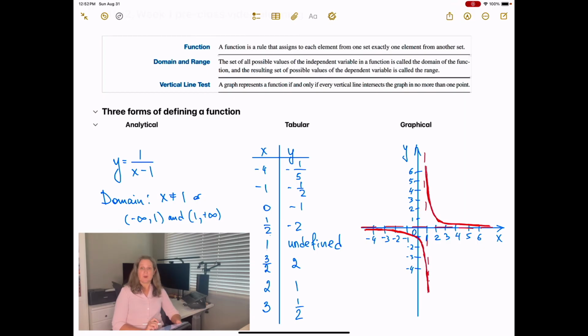There are three forms of how function can be defined. We can be either given function using analytical formula. Here's an example. Y is equal to fraction, numerator is 1, denominator is x minus 1. If we record the possible values of x and corresponding output values of y in the form of a table, we have defined a function using tabular form.